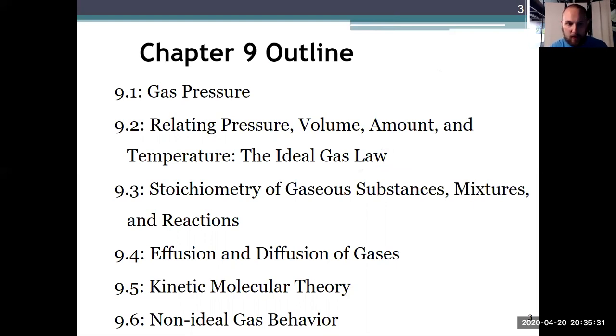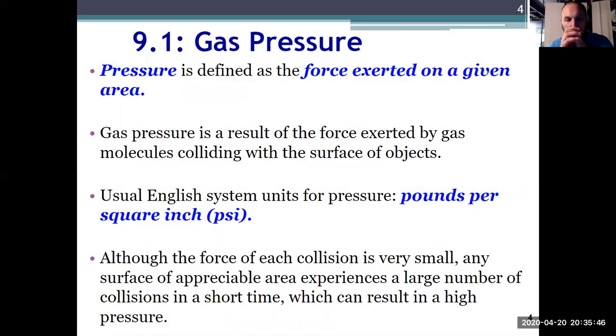But most of the chapter will be spent talking about ideal gases, which air can approximate depending on the temperature and the pressure we're working at. So let's think about pressure to start. That's covered in 9.1. The definition of pressure, if you haven't had that in a different course, is force exerted on a given area. So pressure is equal to force over area. P equals F over A.